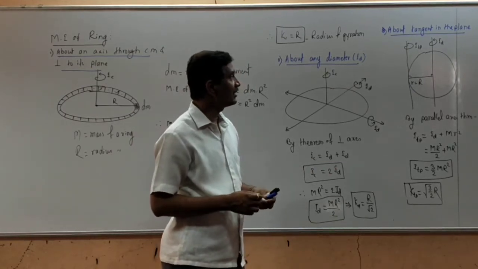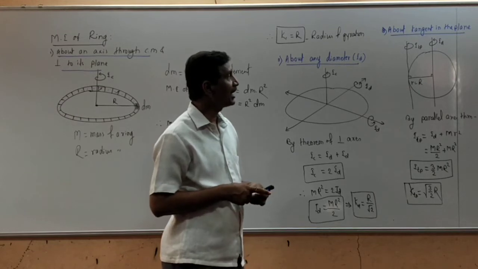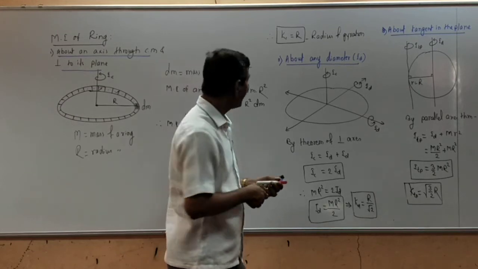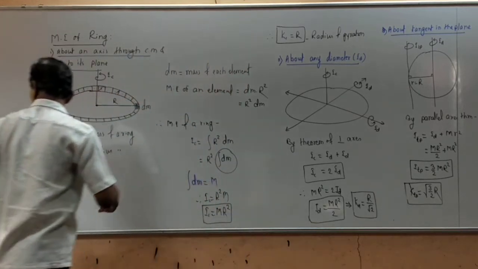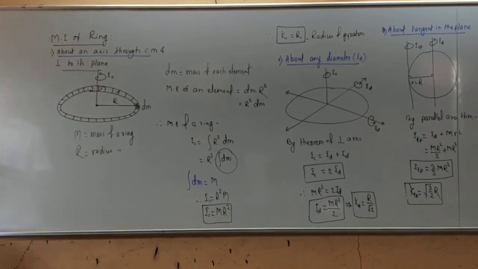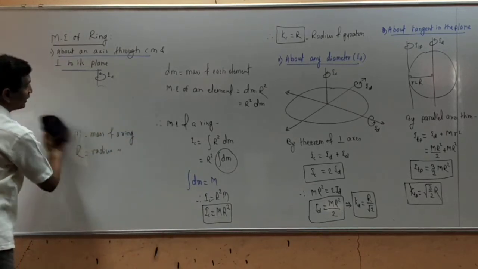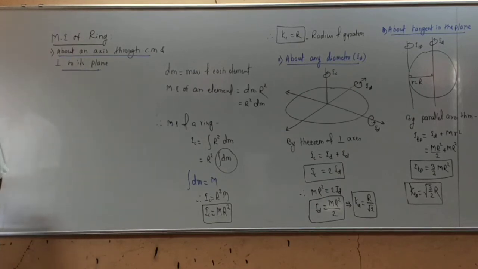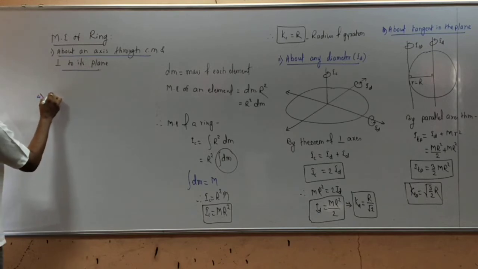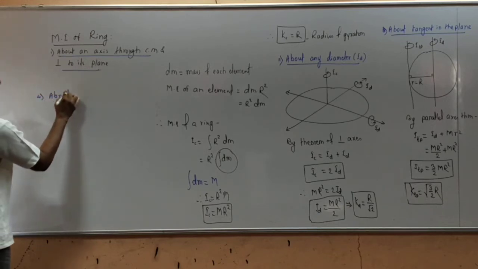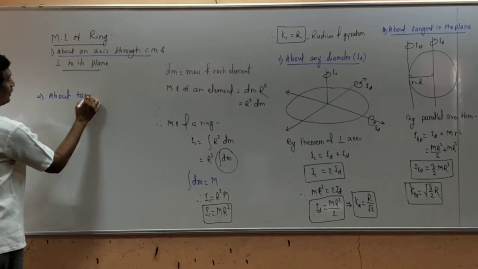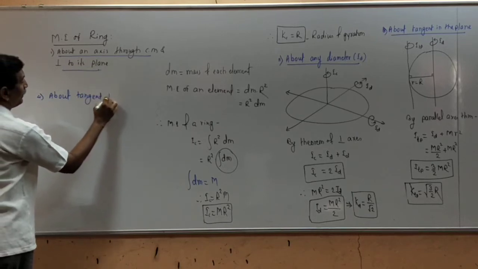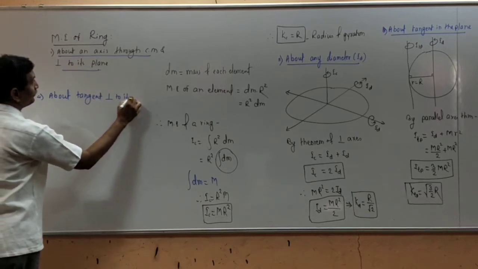And the last case is the moment of inertia about the tangent perpendicular to the plane. So the fourth case is moment of inertia about the tangent perpendicular to its plane.